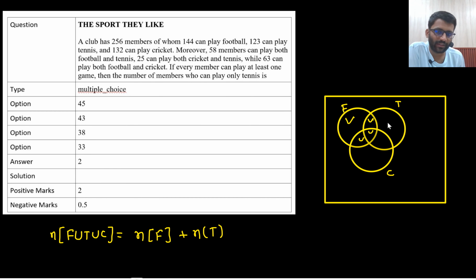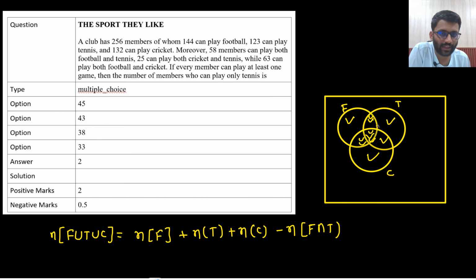Then I am writing N of T, that means I am including this as well, this as well, this as well, and this as well. Plus if I am writing N of C, that means I am including this as well, this as well, this as well, and this as well. Now I have included these twice, right? This complete block, but I included these values twice, so I need to eradicate. So I will do minus N of F intersection T. That means I am eradicating F intersection T. So one of the ticks will be cancelled. Just I subtracted F intersection T. That means this tick and this tick are gone.